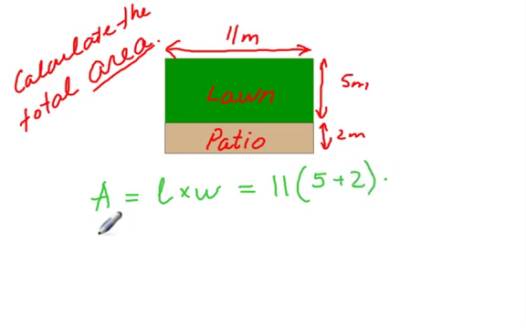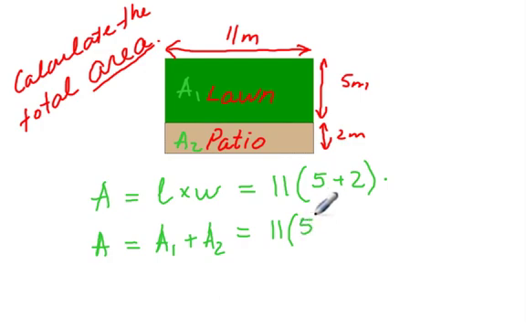Or you could say, well, I could also add the area of the lawn plus the area of the patio. So we could say area 1 plus area 2, and that equals, for the lawn, it's 11 times 5, and for the patio, it's 11 times 2. So let's see if with both methods we get the same result.